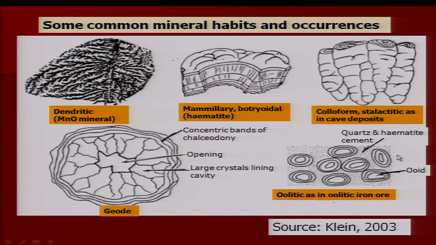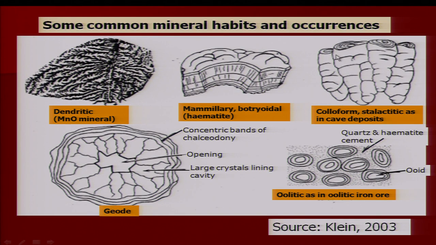Now, I will show you some common mineral habits and occurrences. I was talking about the dendritic habit. This is a dendritic habit. You can compare the appearance of this mineral with a plant leaf, or a drainage-like structure is there. Another example is hornblende, then another example is colloform texture. Colloform minerals crystallize out of colloidal solutions and develop a botryoidal habit. Colloform habit is also called botryoidal.